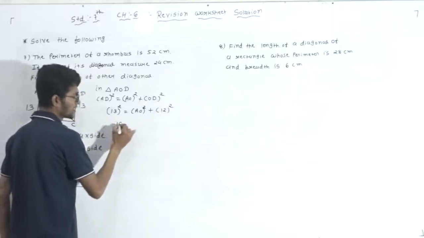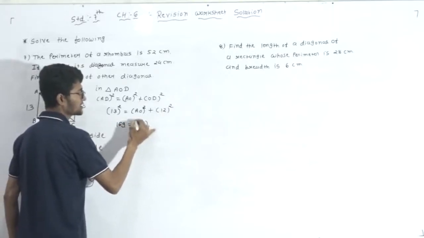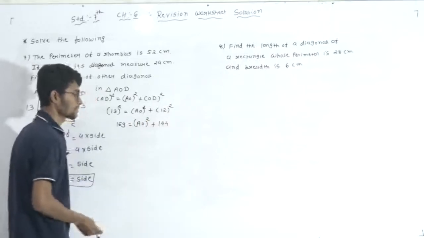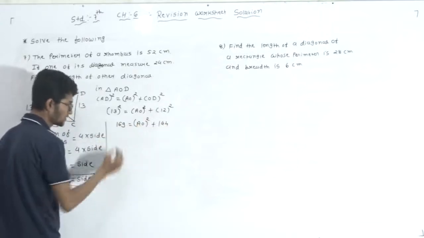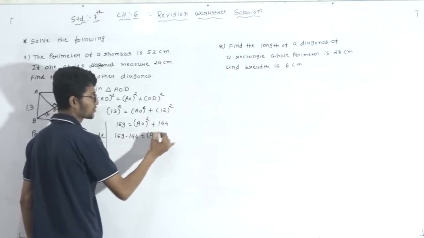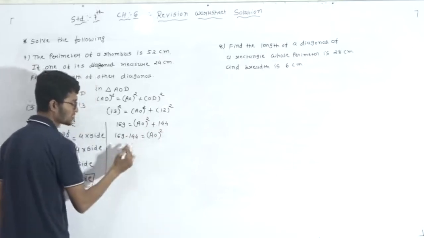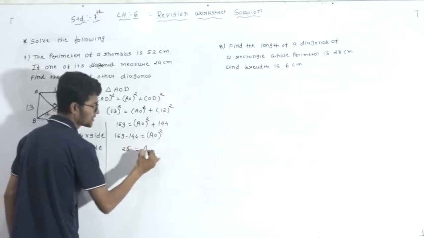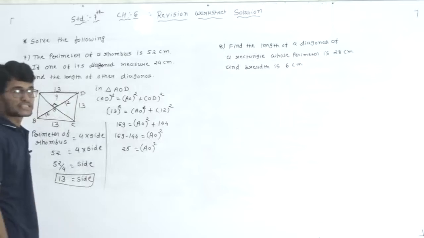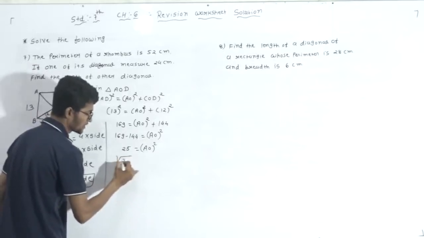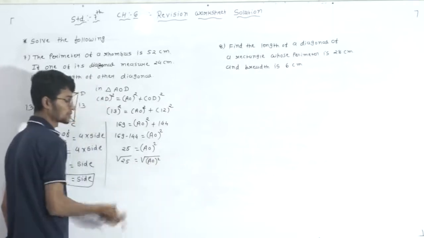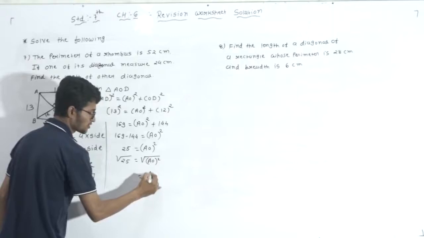13 square is equal to 169. AO square is as it is, plus 12 square, which is 144. Now 144 goes to this side, so 169 minus 144, AO square as it is. If you subtract these two, the answer is 25, equal to AO square. Remove the square, and apply the square root sign on both sides. Here is square root of 25 and here square root of AO square. Square and square root cancel, which gives AO.